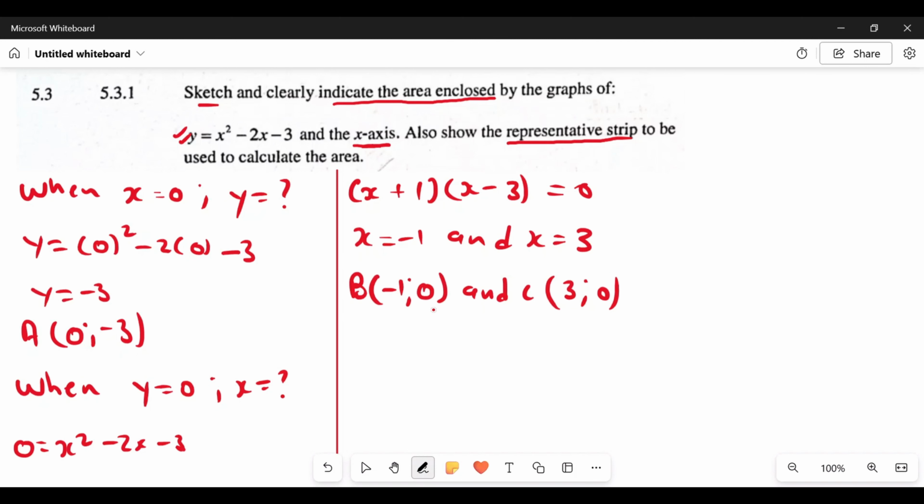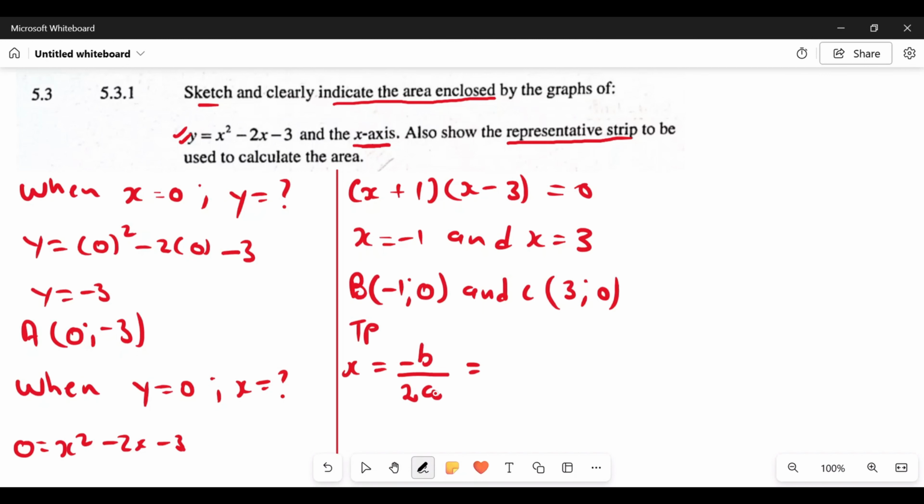There we go. So these are the points for the x-intercept. Now, since this is a parabola, we know that a parabola has a turning point. Now, for the turning point for x, we're going to use this formula, negative b divided by 2a.